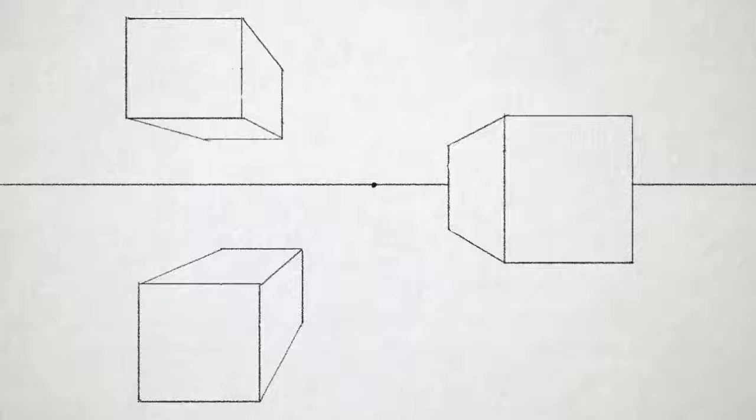Now, let's look at a practical application for using one-point perspective. We'll draw a small little city here. Again, we'll start with the horizon line and we'll place the vanishing point on the horizon line. Notice that the vanishing point doesn't have to be placed right in the center of the horizon line. In fact, the vanishing point could be off the paper completely. It just has to be on the horizon line.